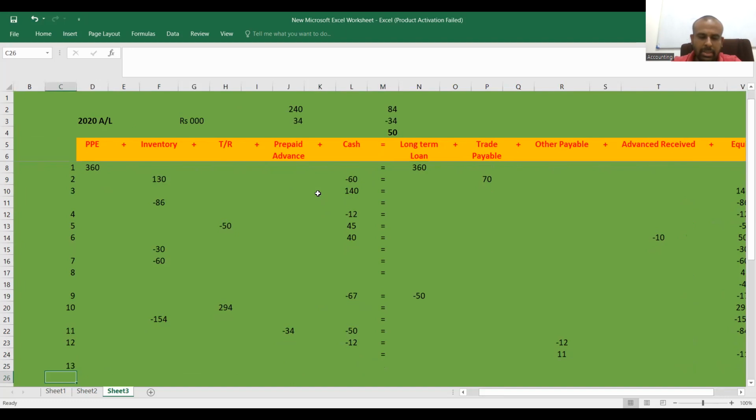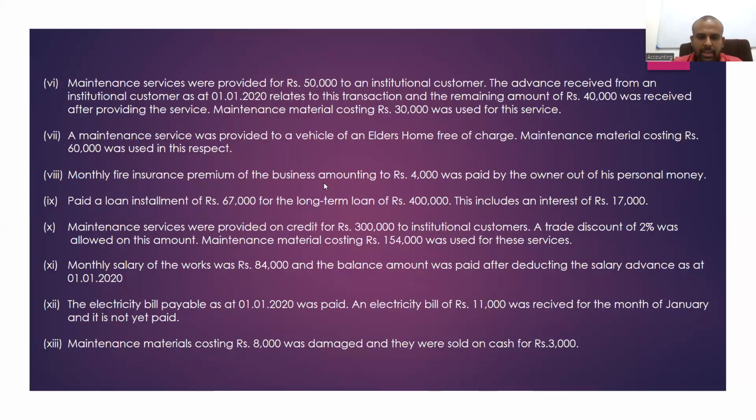Then you get transaction number 13. Right. Shall we move to transaction number 13? Maintenance materials of 8,000 was damaged and they were sold on cash for 3,000. Maintenance material costing 8,000 was damaged and they were sold for 3,000.